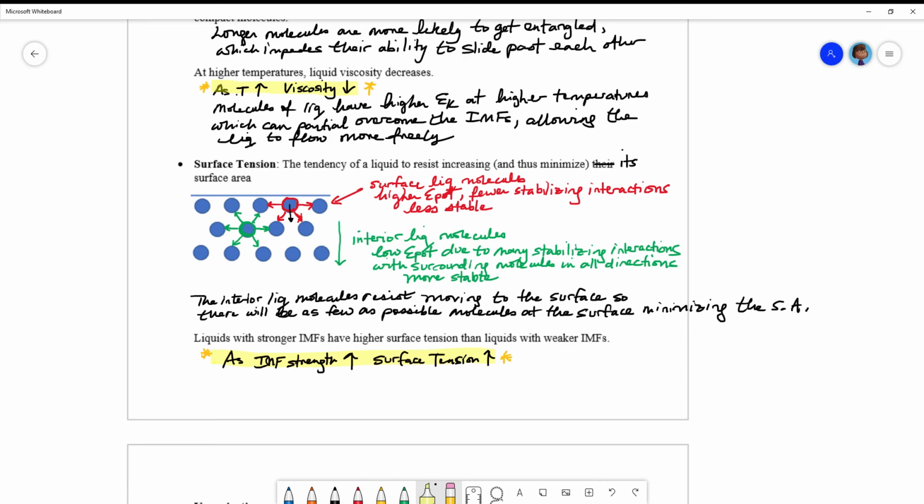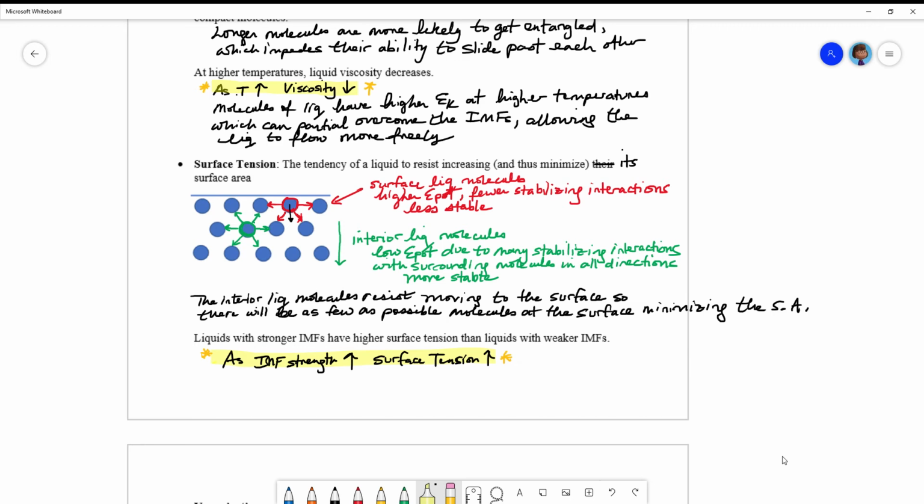So why would this be the case? Why are those interior liquid molecules so stable? Because they're interacting with all the surrounding molecules. And so if those interactions are stronger interactions, that makes those interior liquid molecules even more stable and thus even more resistant to moving to the surface. So that's what's going on here with our IMF strength and surface tension.